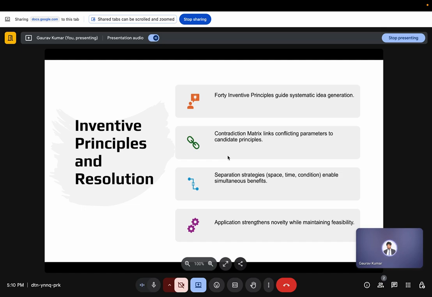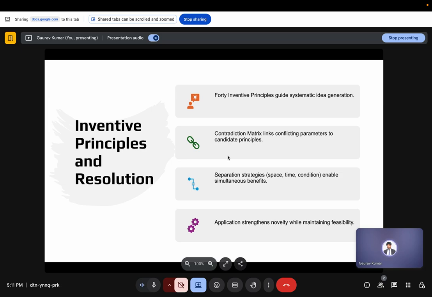So the contradiction matrix in TRIZ serves as the operational guide, linking conflicting engineering parameters to relevant principles. For instance, if the designer seeks to increase speed without increasing energy consumption, the matrix points towards inventive directions that holistically resolve similar trade-offs. So this bridges intuition with evidence-based reasoning.